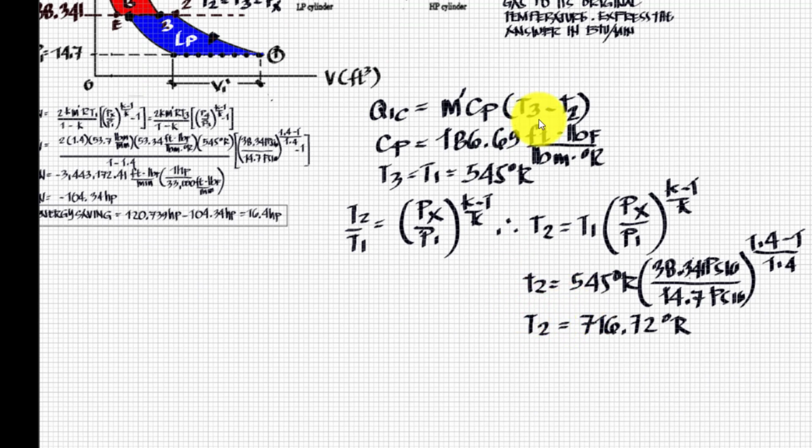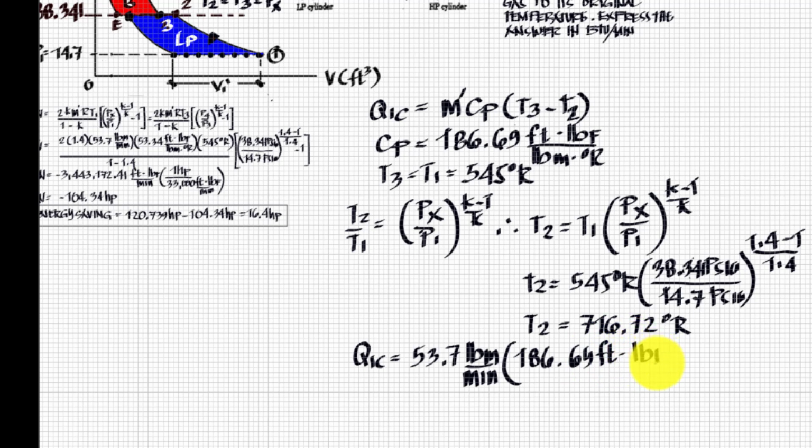So we now have the complete requirements to solve the intercooler. Let's substitute that into the equation. We have the intercooler heat: the mass flow rate is 53.7 pound mass per minute, multiplied by the specific heat, 186.69 foot-pound force per pound mass.